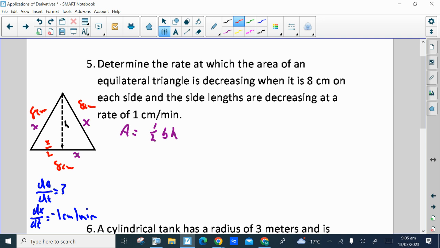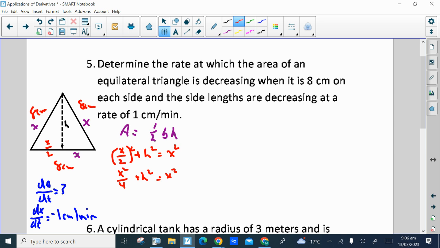So now we can use the Pythagorean theorem to write h in terms of x. Using the Pythagorean theorem, it'll be x over 2 all squared plus h squared equals x squared. The hypotenuse is x. So this allows us to write h in terms of x. So we'll have x squared over 4 plus h squared equals x squared.